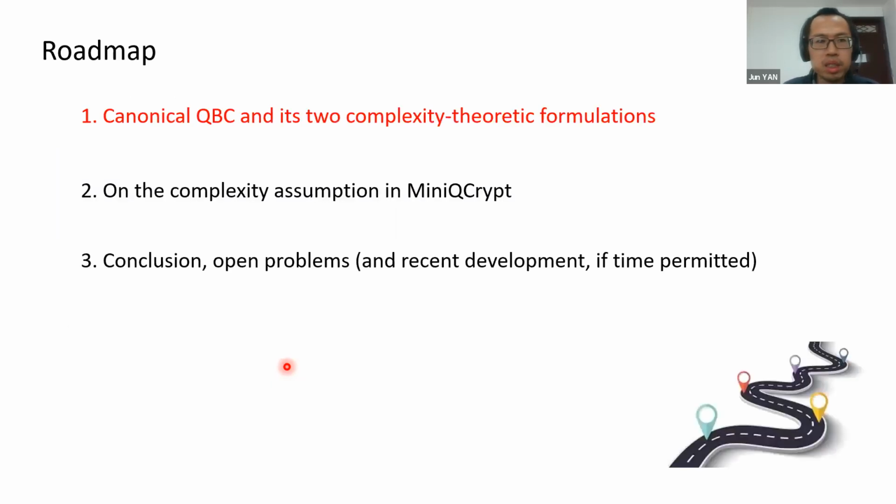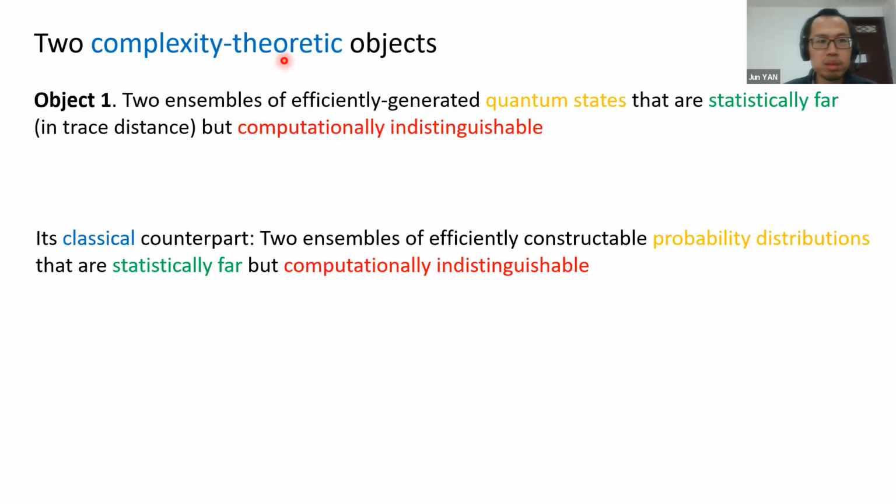So let me go into the detail. I will first introduce canonical QBC and its two complexity theoretic formulations. We first refer to these two complexity theoretic objects. Object one is two ensembles of efficiently generated quantum states that are statistically far in trace distance, but computationally indistinguishable. One may compare it with its classical counterpart, namely two ensembles of efficiently constructible probability distributions that are statistically far, but computationally indistinguishable.